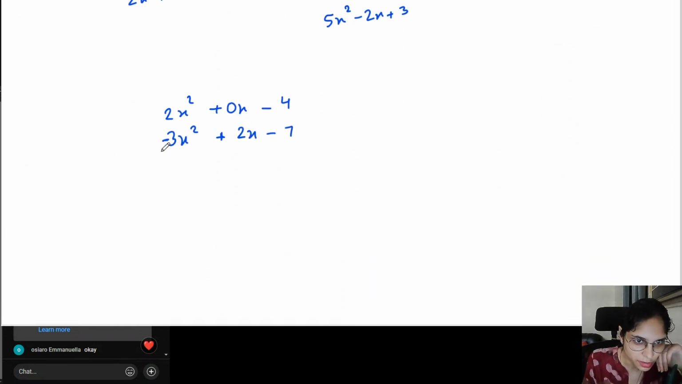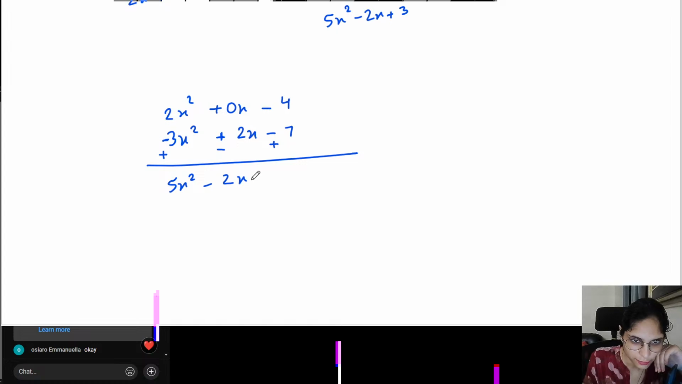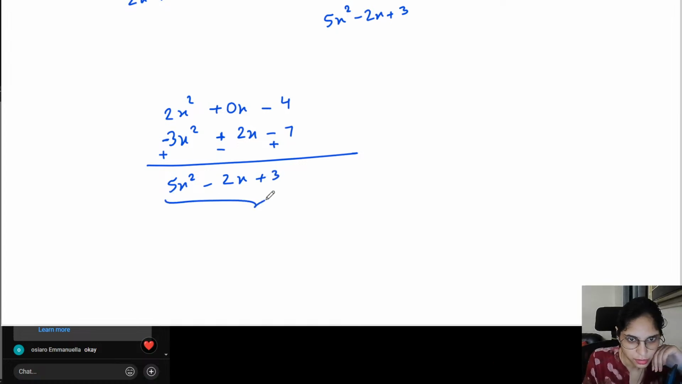Now because we are subtracting, we will change the sign of all of them, the second polynomial. So now this is plus 3x squared. 2 plus 3 is 5x squared. 0 minus 2 is minus 2x. Negative 4 plus 7 is plus 3. This is also what you can do, whichever way you like.